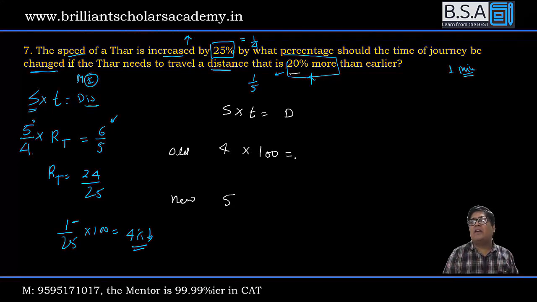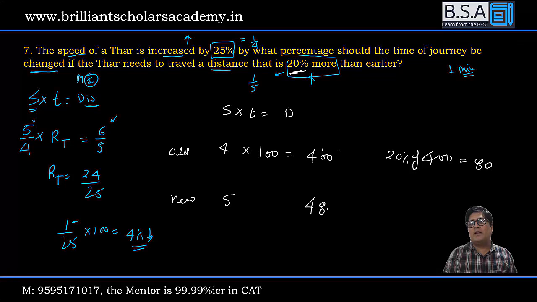So what do I have here for you? I have 400 as the distance. Total distance is 400. How much more do I want? 20% more. What is 20% of 400? A little practice is needed. 10% is 40, 10% is 40, so 20% must be 80. I want the new distance to be 20% more, that is 480.